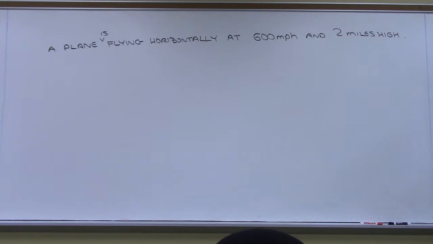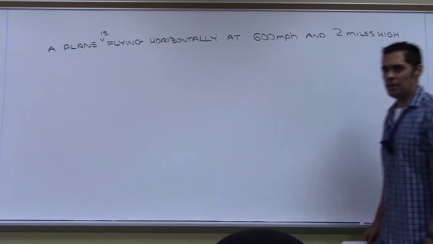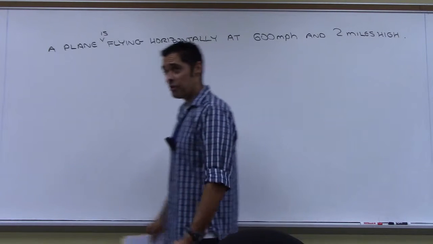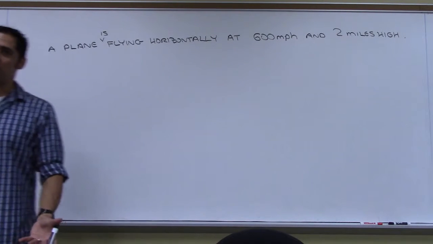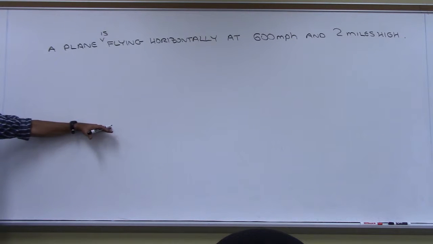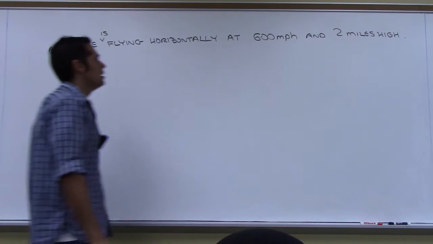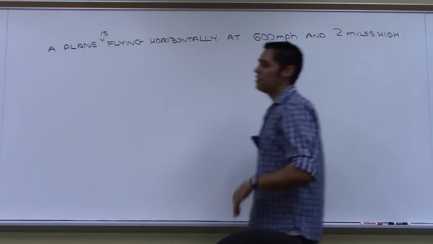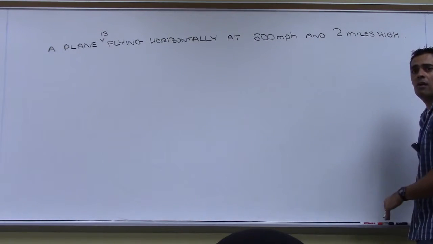Now we are going to assume for the sake of this problem that the Earth is flat. If you want to start putting the curvature of the Earth into this, the problem becomes much more complicated. I don't think you want to deal with that at this point, right? This is only our third example. You could incorporate the curvature of the Earth into a problem like this, but we won't. Is that okay with you? All right, so you've got this plane flying horizontally, 2 miles high, going 600 miles per hour.